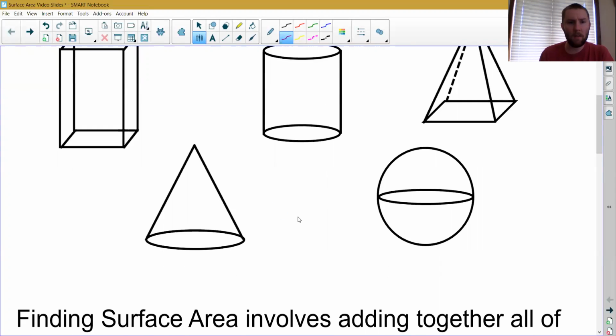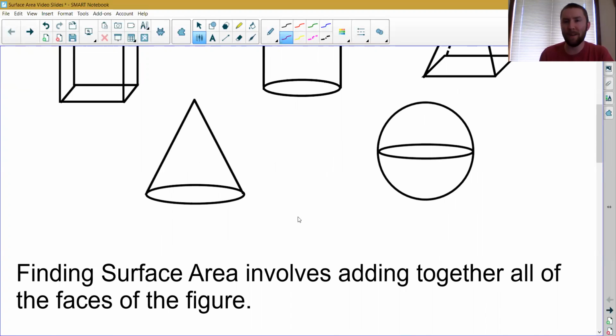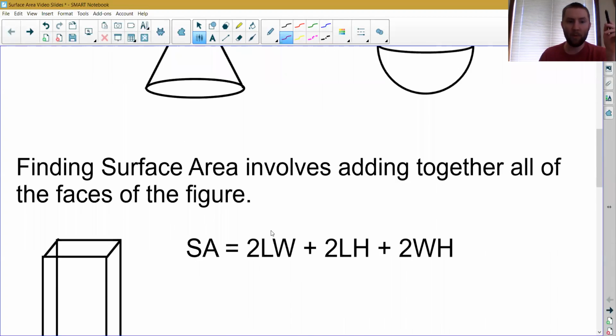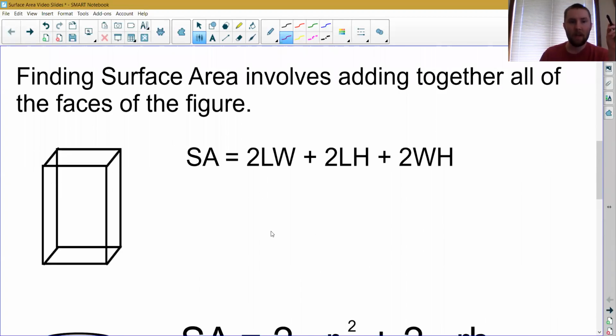So finding the surface area of a three-dimensional figure basically involves adding together all the faces, figuring out how much material I would need to cover this thing. Basically wrapping a present. How much wrapping paper am I going to need to wrap this present up perfectly tight, okay? So we're going to look at formulas for each of these different types of figures: rectangular prisms, cylinders, pyramids, cones, and spheres. And we'll start with rectangular prisms.